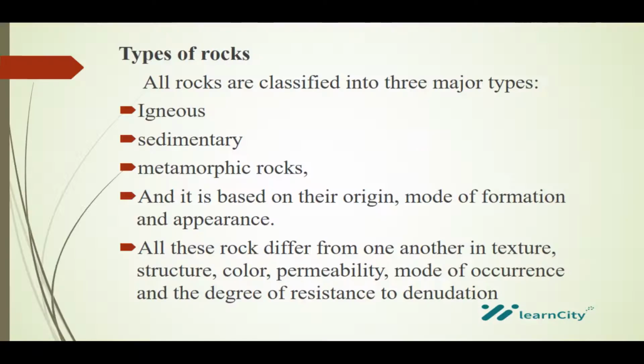And we have different types of rock. We have mainly three types of rocks: the igneous rock, the sedimentary rocks, and the metamorphic rock. All these rocks are categorized based on their origin, their mode of formation, their appearance, their texture, their structure, their colors, their mode of occurrence, and also the degree of resistance.